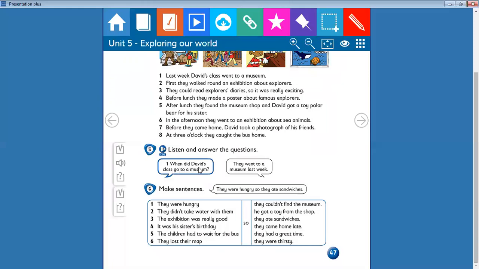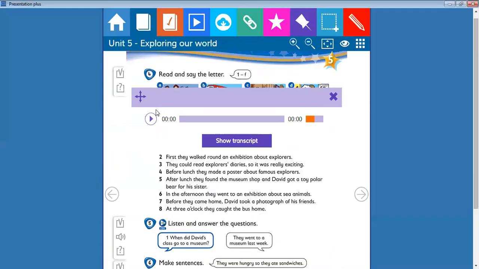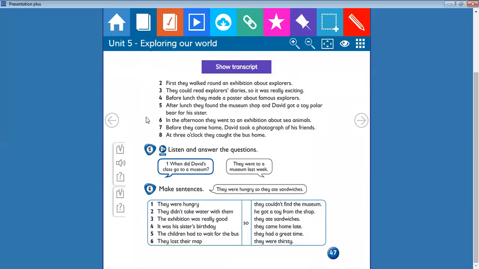When did David's class go to a museum? They went to a museum last week. Now let's listen to the other questions and try to answer them. Pupils Book, page 47. 5. Listen and answer the questions.